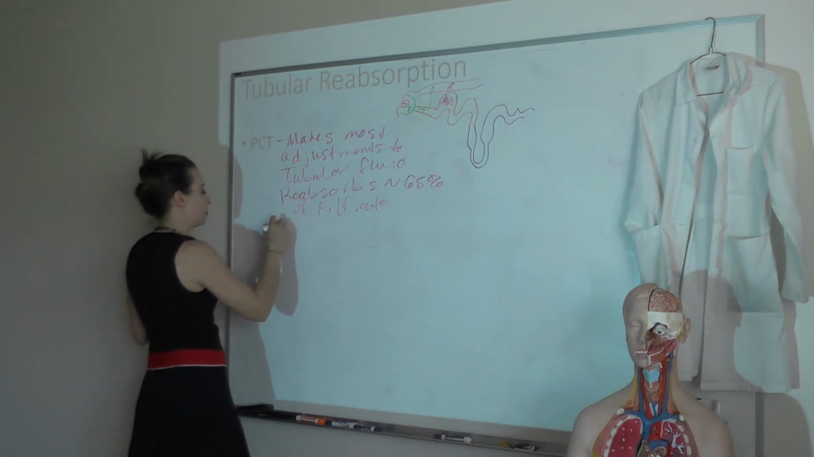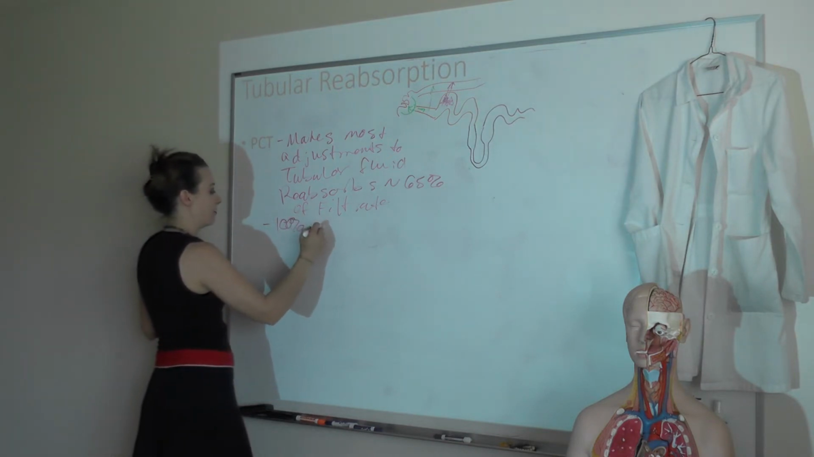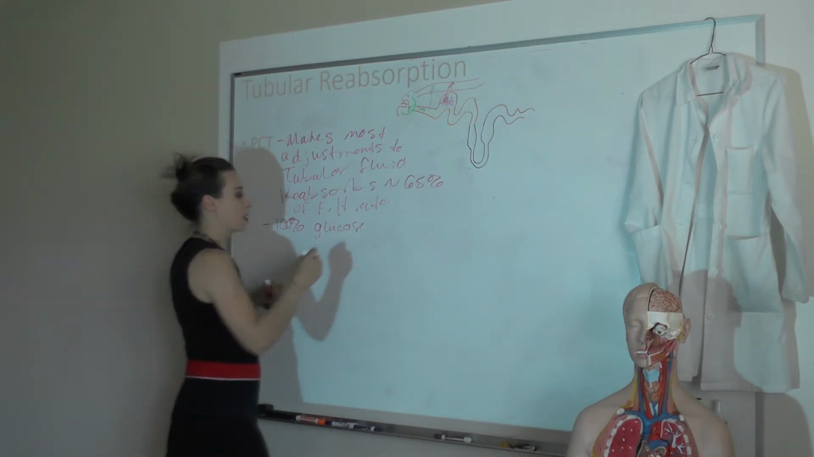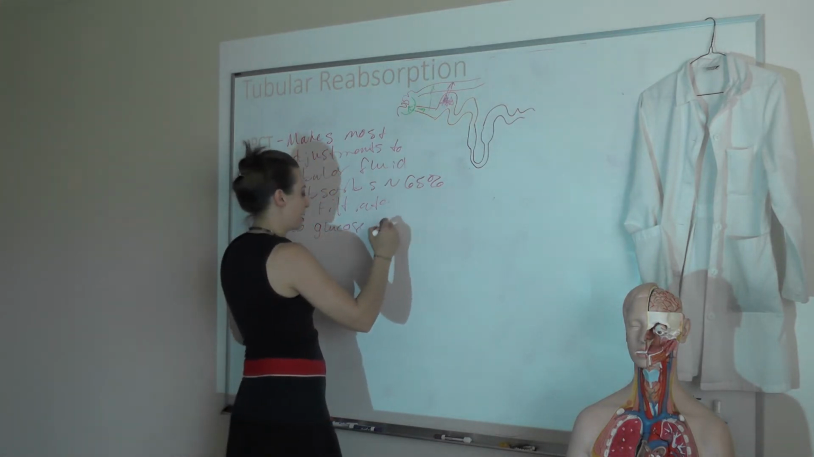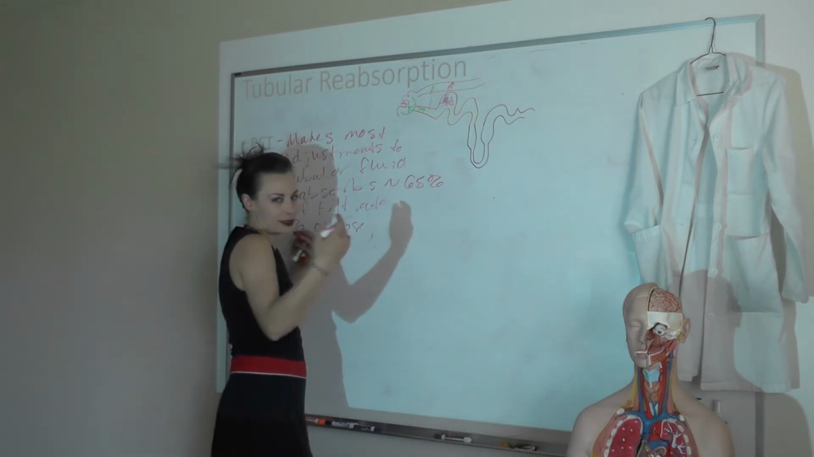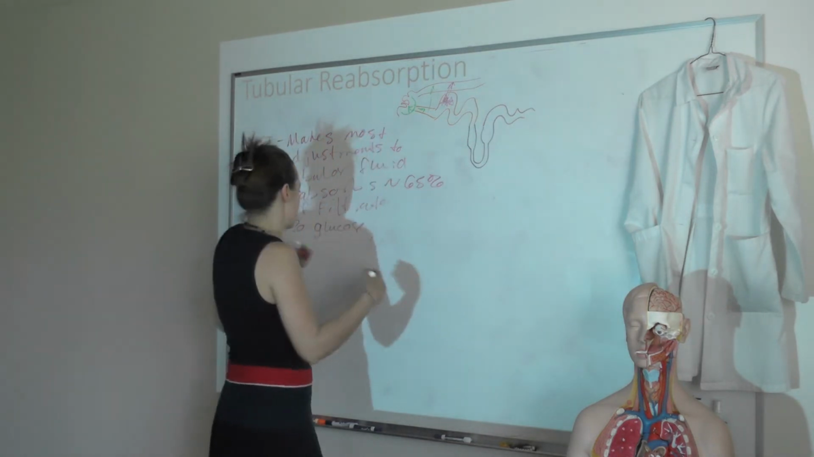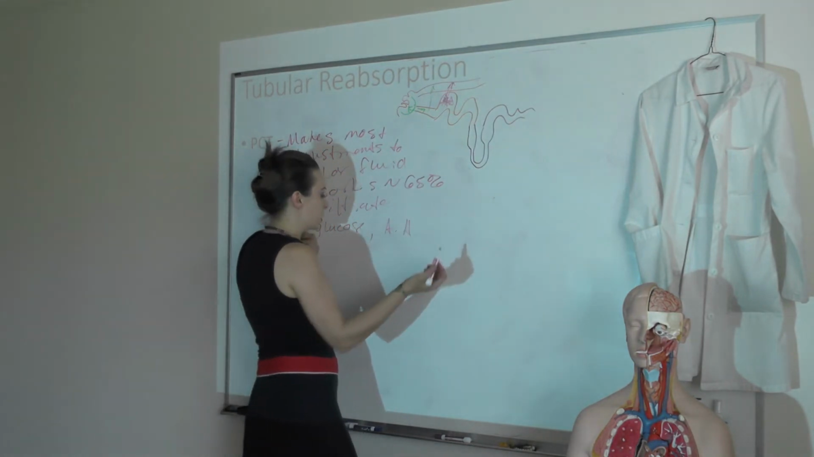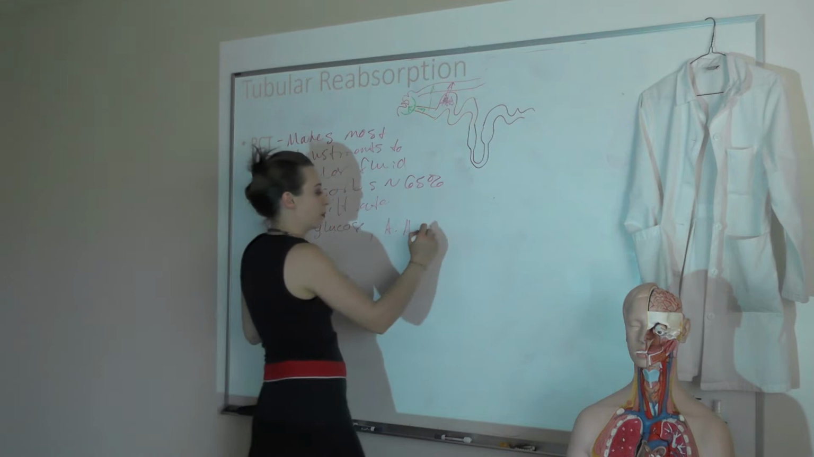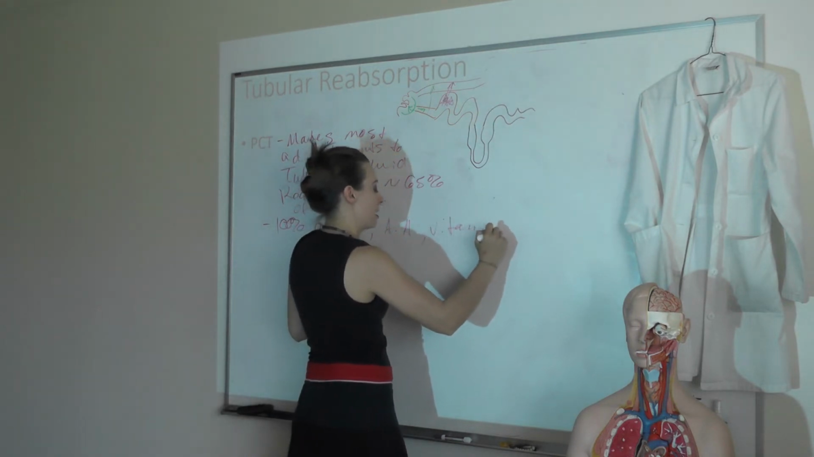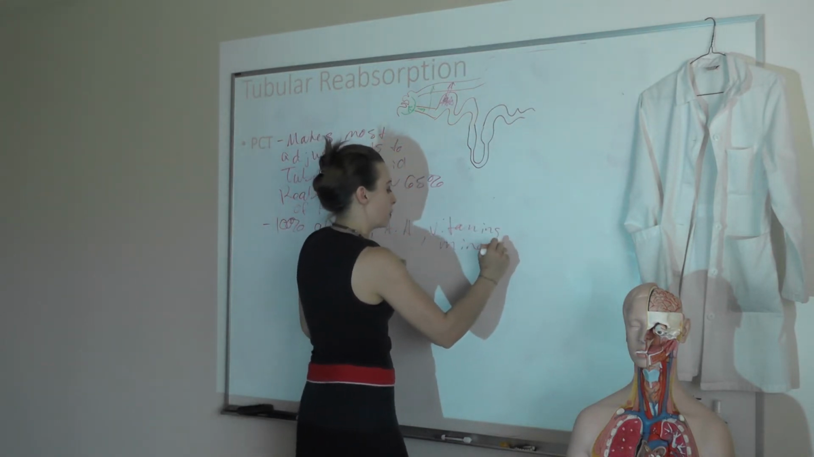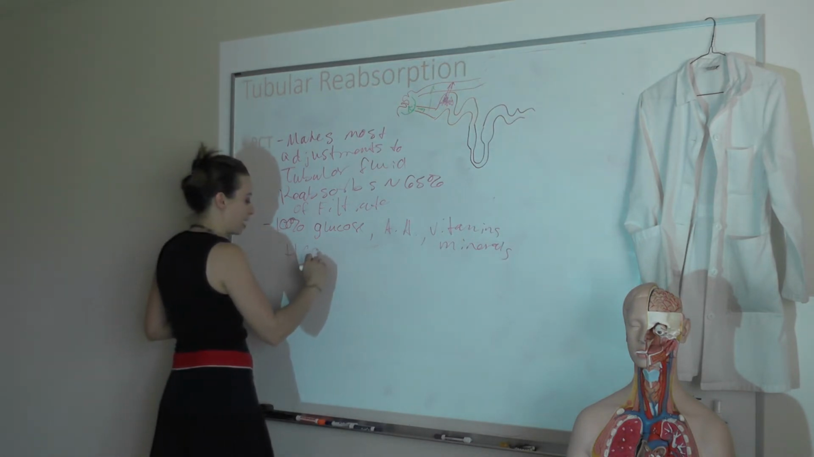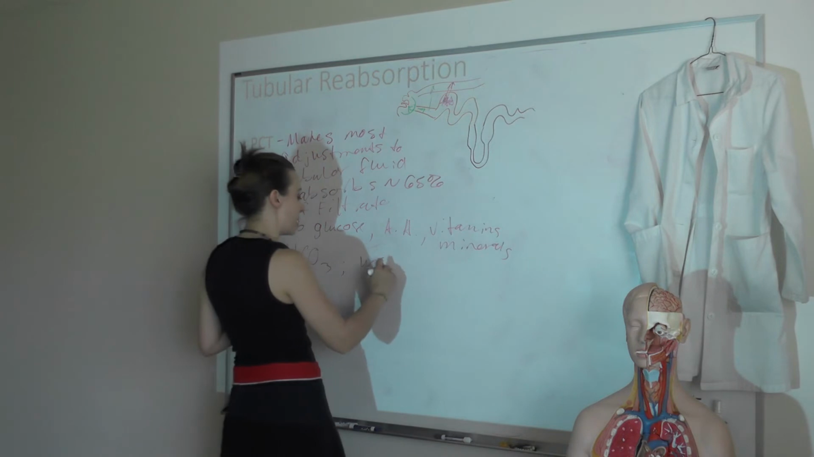We're going to reclaim 100% of our glucose. Unless we're really overabundant in all of these things, we're going to reclaim our amino acids, 100% of those. We need those. Those are nutrients. We'll reclaim vitamins and minerals. We're going to bring back everything that we want in the body. We could reclaim some bicarbonate ion if we need it. We'll reclaim some urea if we need it.